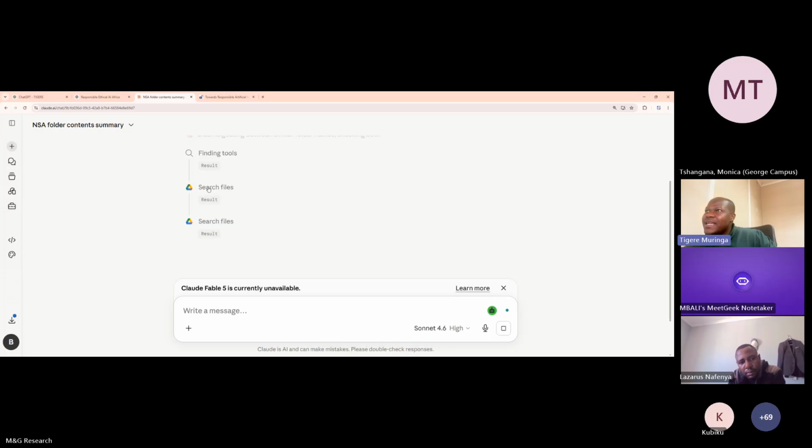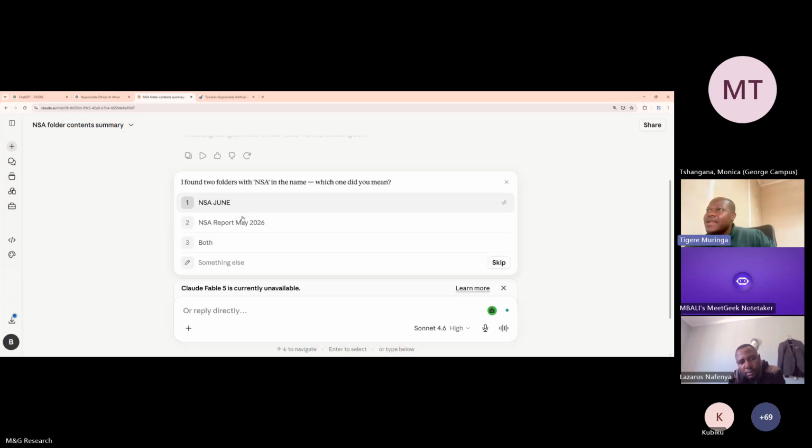It has access to the entire Google Drive. It's searching everything that is there. Right now, it says to me, I found 2 folders with NSA in the name. Which one do you mean? There's NSA June, then the NSA report May 2026. Then there is both. Right.